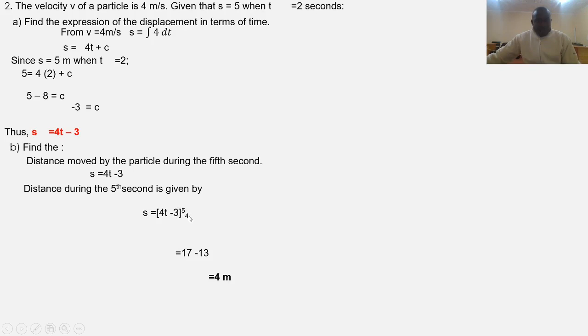So 5 times 4 is 20, minus 3 is 17. Then minus, remember it's already integrated, 4 times 4 is 16, 16 minus 3 is 13. So it will be 17 minus 13, which gives you 4 meters. So that's the distance during that 5th second.